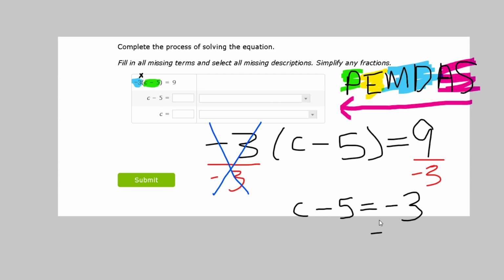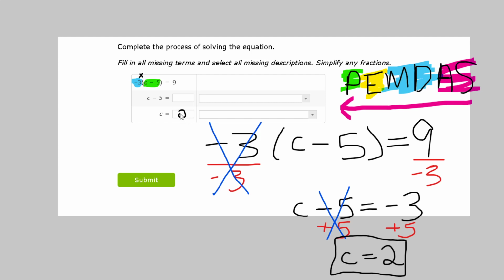From here, it's just a one-step equation. We're minusing 5, so to get rid of that, you add 5 to both sides. So these cancel out. This leaves us with just c on the left. And on the right side, we have negative 3 plus 5, positive 2. So that's what's going to go here.